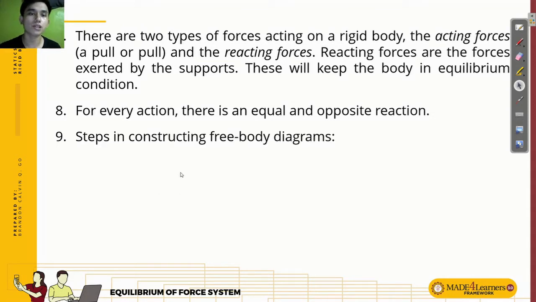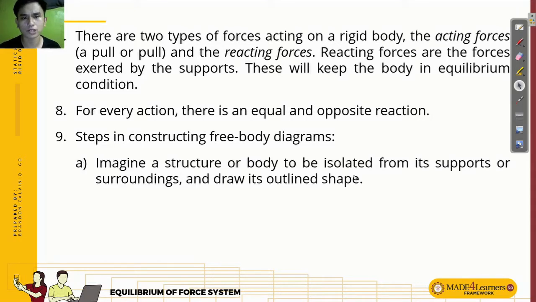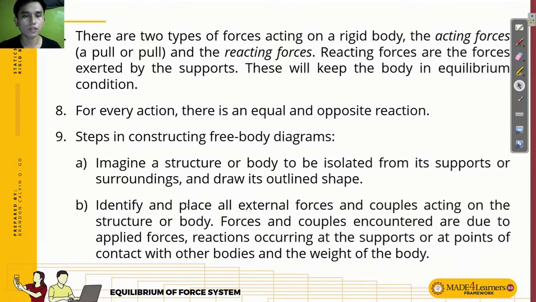So, steps in constructing free body diagrams. Imagine a structure or body is to be isolated from its supports or surroundings, and draw its outline shape. Identify and place all external forces and couples acting on the structure or body. Forces and couples encountered are due to applied forces, reactions occurring at the supports or at points of contact with other bodies, and the weight of the body.